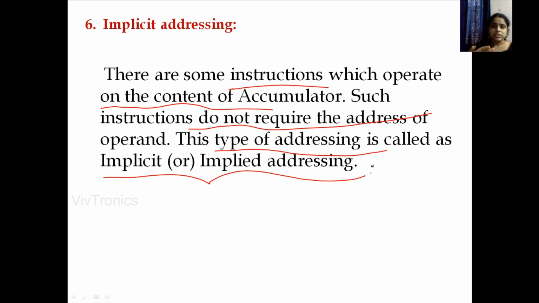They also don't need to specify the operation, that means whether it is addition or subtraction that has to be done. There is no need to specify anything, simply the instruction itself is the addressing mode. Okay, it itself specifies the operation, where it has to be performed, and where it has to store the result also.